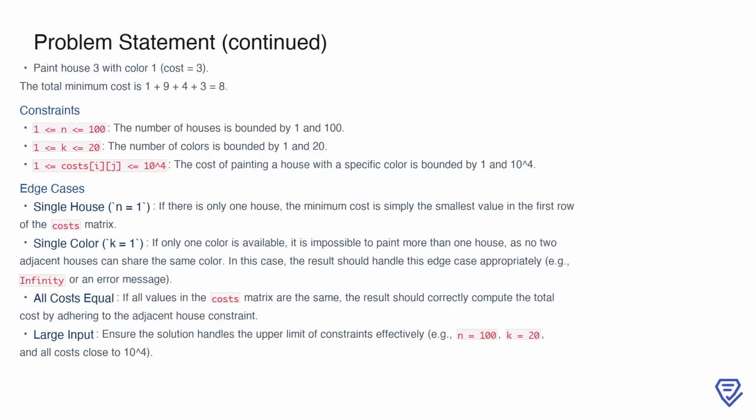Additionally, the problem comes with constraints to consider. The number of houses n can range from 1 to 100, the number of colors k from 1 to 20, and the cost values from 1 to 10 to the power of 4. Special cases include scenarios like having only one house, only one color, or all costs being equal. The solution must also handle large inputs efficiently, adhering to these constraints.